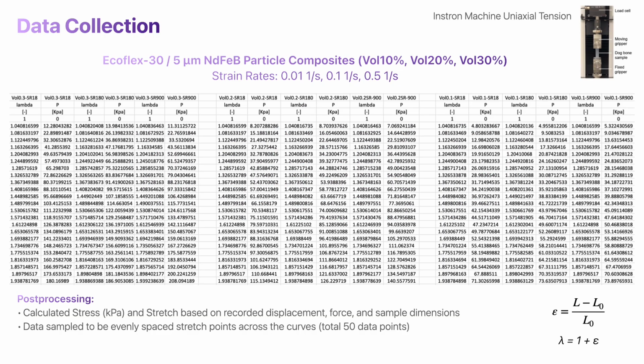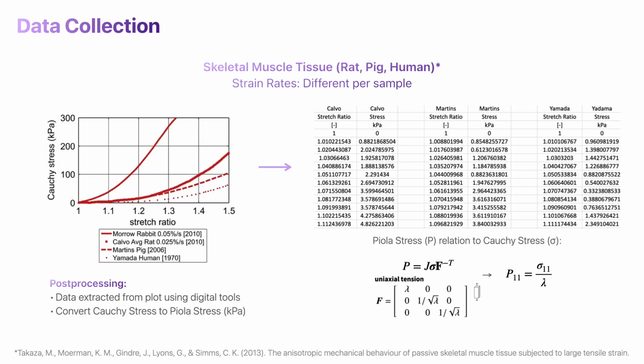EcoFlex composites were tested under uniaxial tension with an Instron machine. We got the force-displacement data from the testing and converted it into stress and stretch data for model training. We extracted different types of muscle data from literature, including rat muscle, pig muscle, and human muscle. As their data points were in Cauchy stress, we converted them to Piola stress.